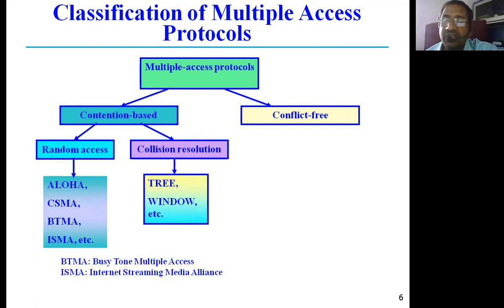Once again, we reiterate them here, because we are discussing the same concepts in the context of cellular mobile communications rather than computer to computer communications. And next one is collision resolution. It is a tree, window, etc. This we don't have in the syllabus. This collision resolution is not in the syllabus. We have only this part of the story, so we just stick to this part.